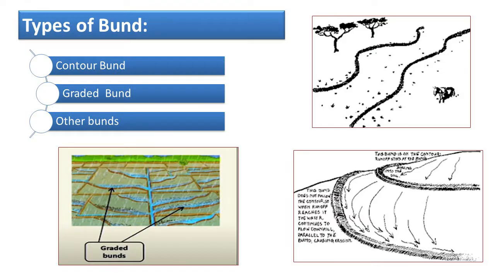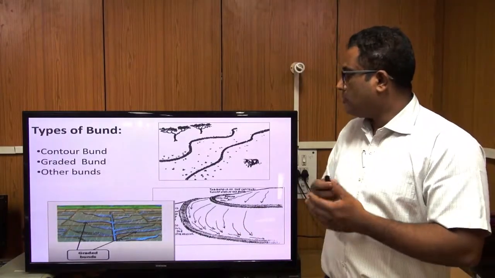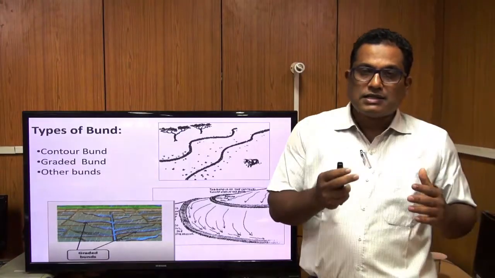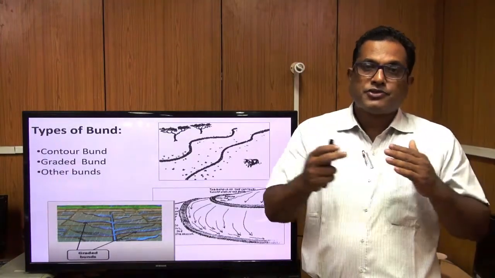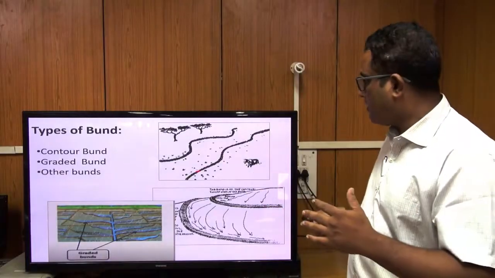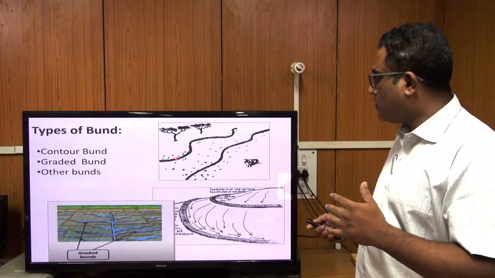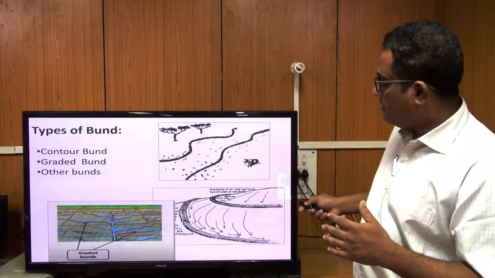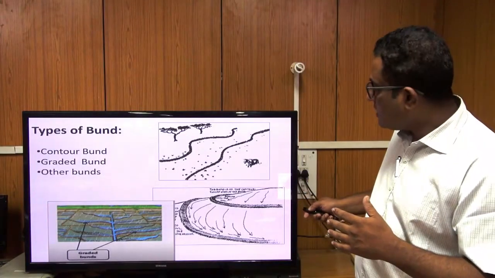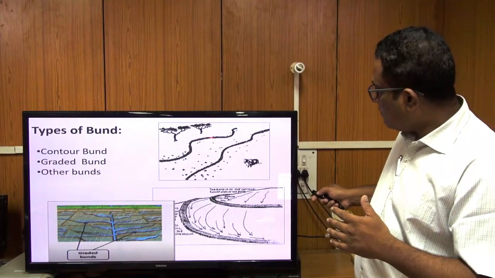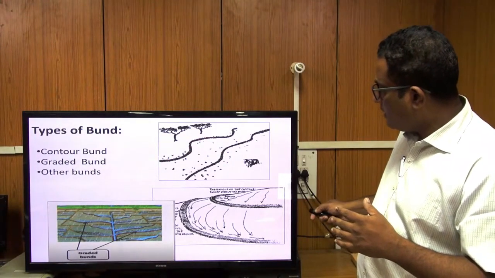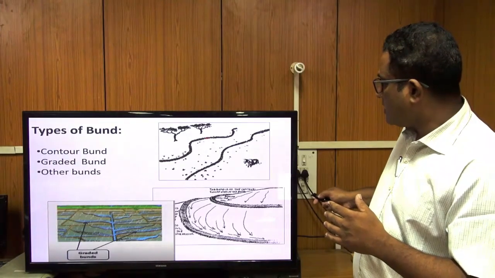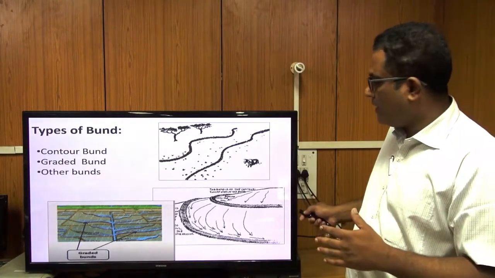Now this is what we were discussing, types of bund. It is the contour bund. Contours do not necessarily need to be in a straight line, because in a field, the points of equal elevation may be in a zigzag pattern. So these are the contour bunds. That means at each point the elevation is the same. These are constructed along the contours.